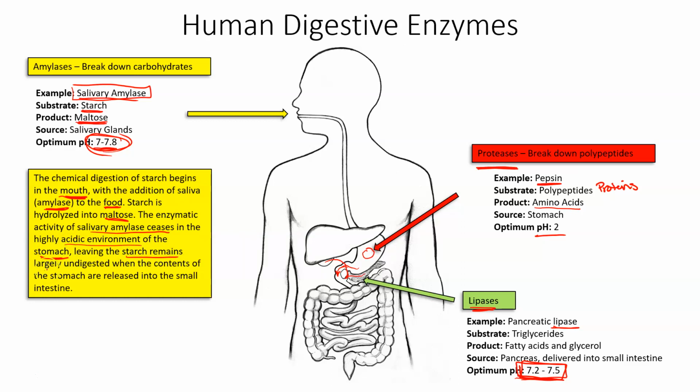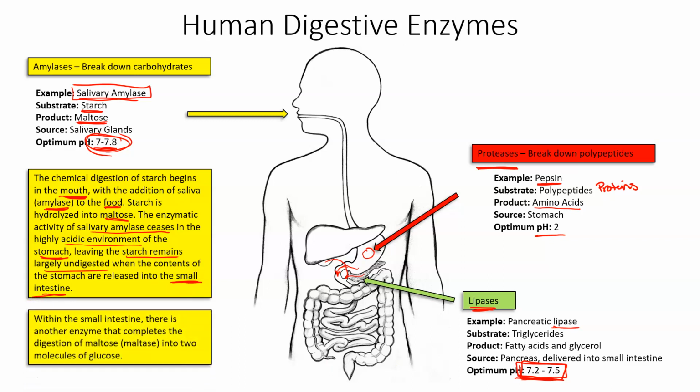Leaving the starch remains largely undigested through the stomach until the contents meet the next round of amylase, which is when the pancreatic amylase is added post-stomach, okay, which is when it is released into the small intestine. Within the small intestine, there is another enzyme that completes the digestion of maltose. It's called maltase. We've talked about it, and it is secreted again within the small intestines, and it produces the two molecules of glucose from the single maltose disaccharide. That's where we're going to end it in terms of enzymatic activity.